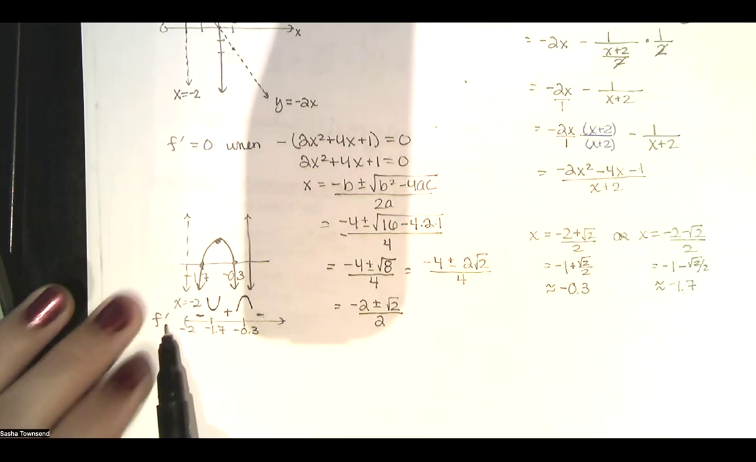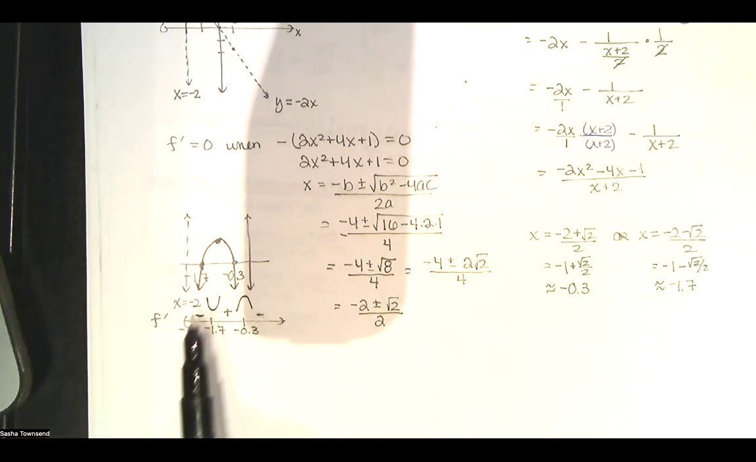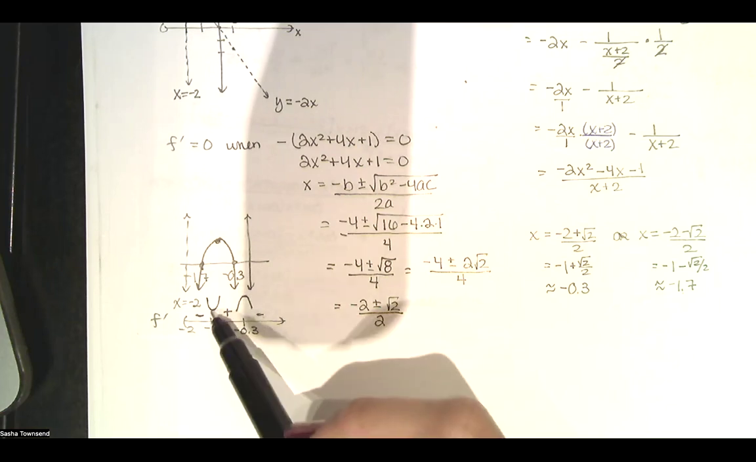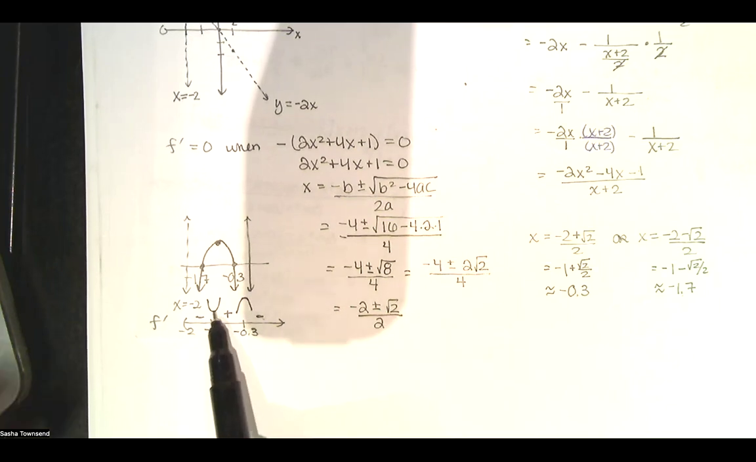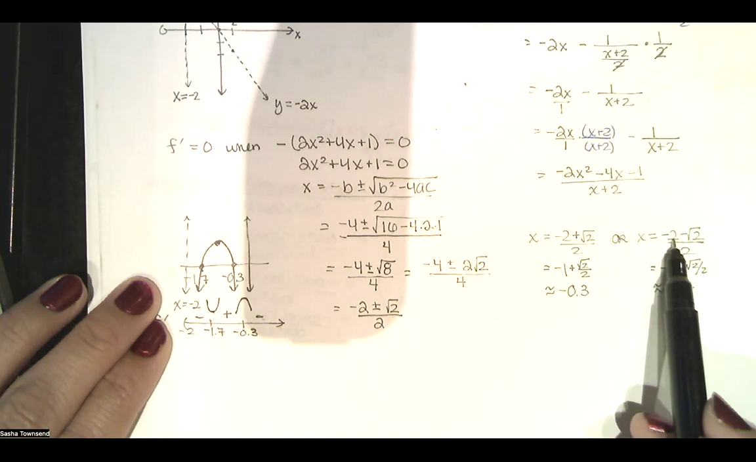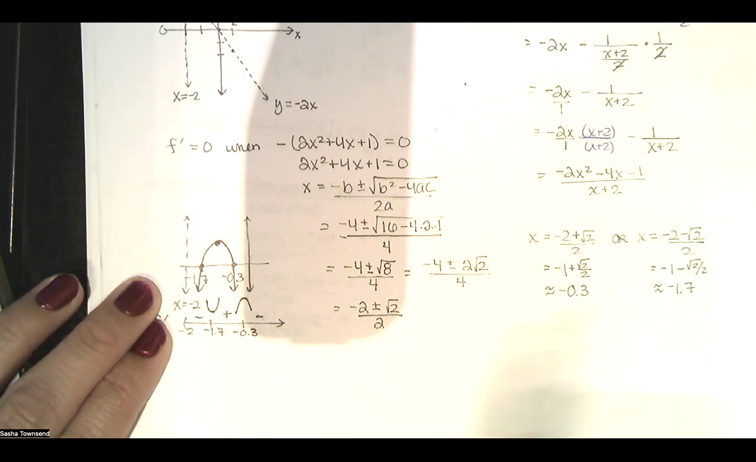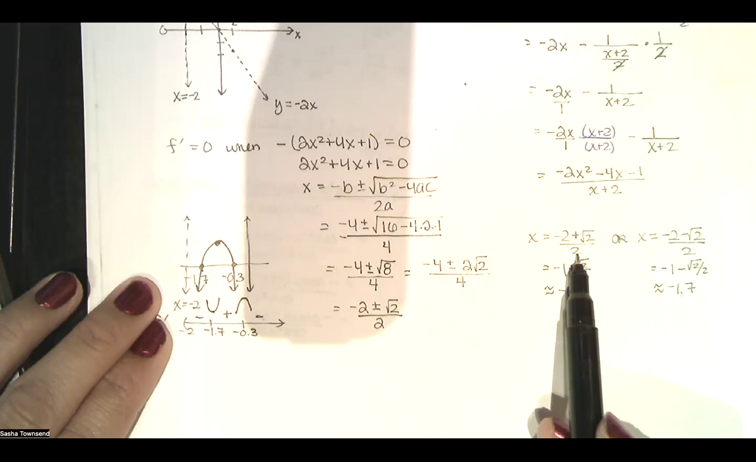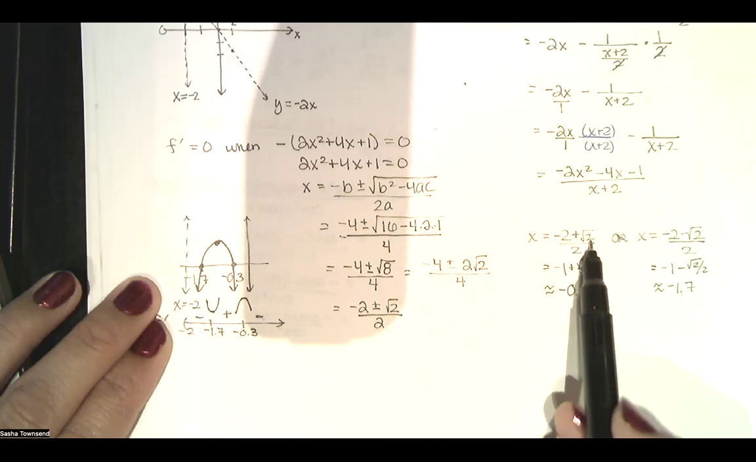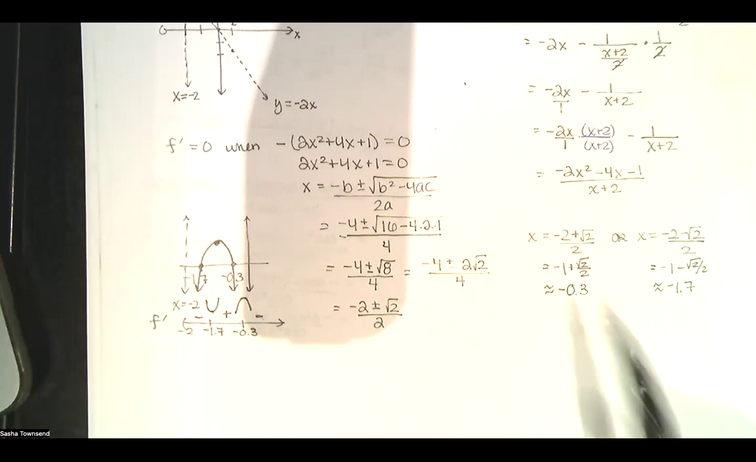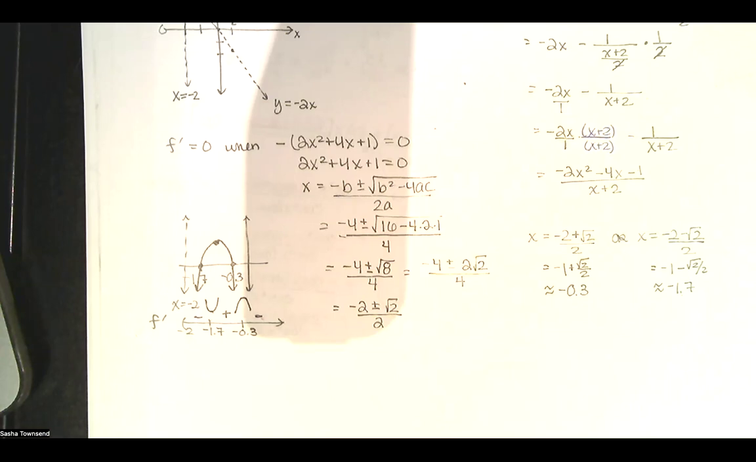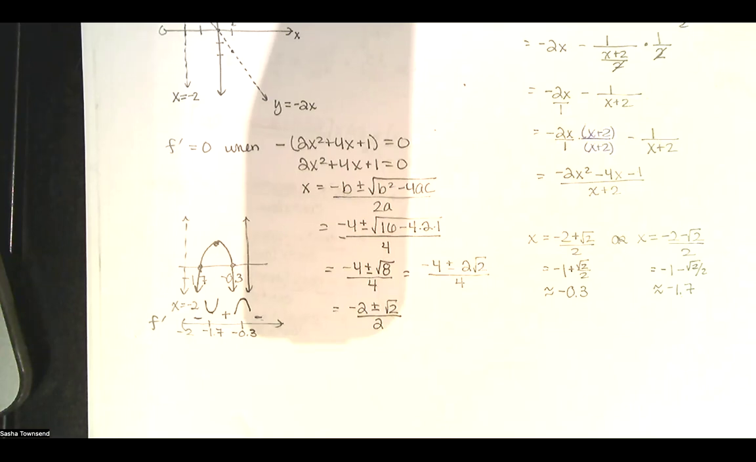So f, the original graph of f, has a relative minimum at this x value, which was -2 minus √2 over 2. And it has a relative maximum at this x value. So that's -2 plus √2 divided by 2. Just using the first derivative test. So we can evaluate the original function there at those points and simplify to find the corresponding y values.